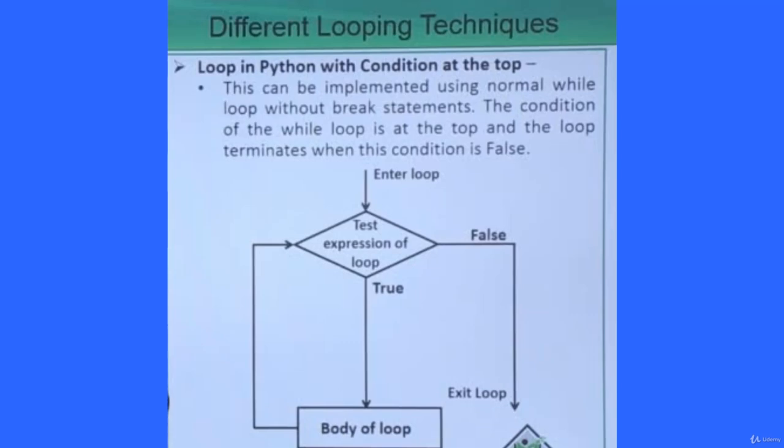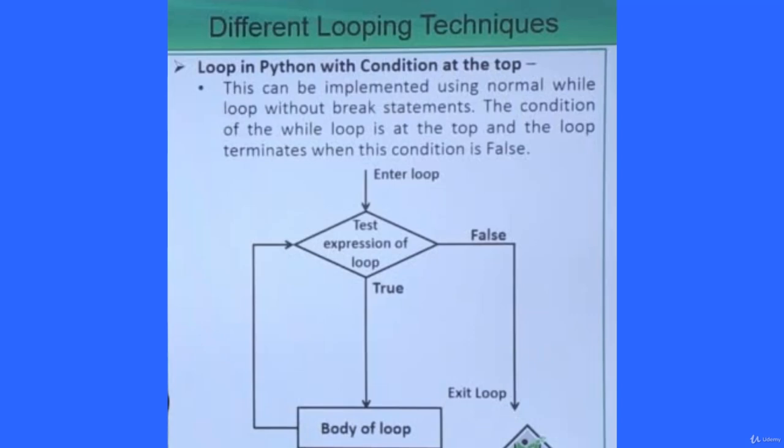In this video, we are discussing different looping techniques in Python. So, loops in Python with condition at the top. Here you see in this particular flowchart, the condition is at the top and then we have the body of the loop after this condition, which will be at the top of the loop.